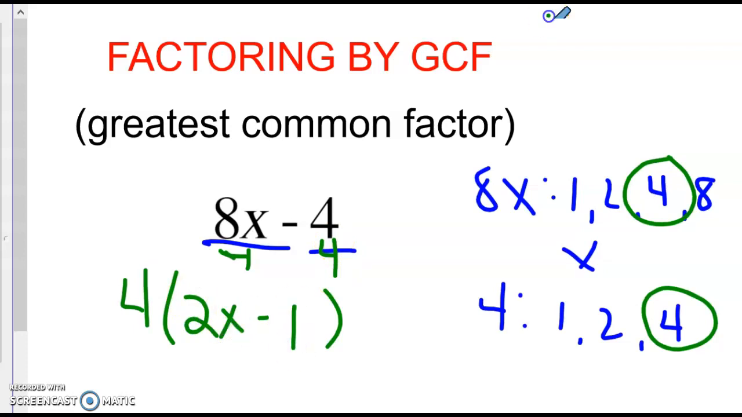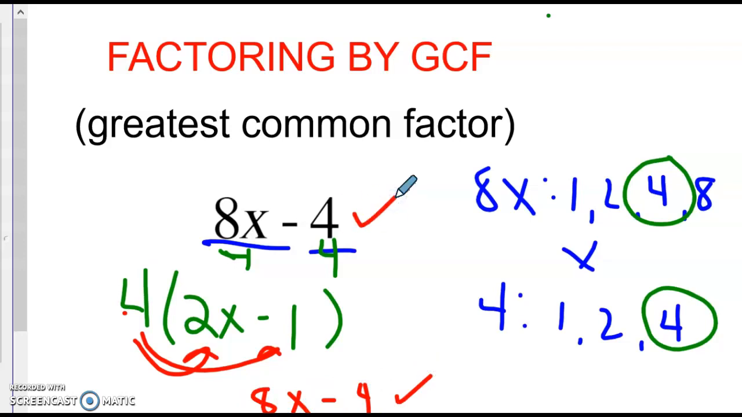To check, all I do is I distribute this back out. If I get the original answer that I started with, then I'm right. 4 times 2x is 8x. 4 times negative 1 is negative 4. And I got the same thing that I started with. Let's try 2 more.